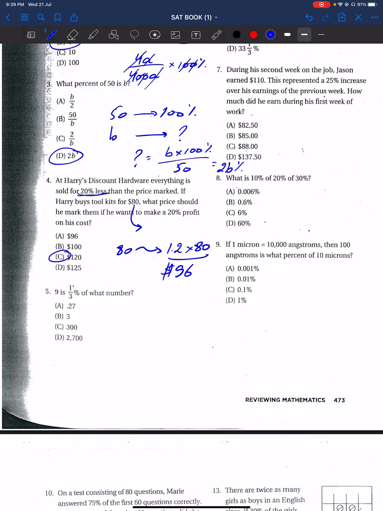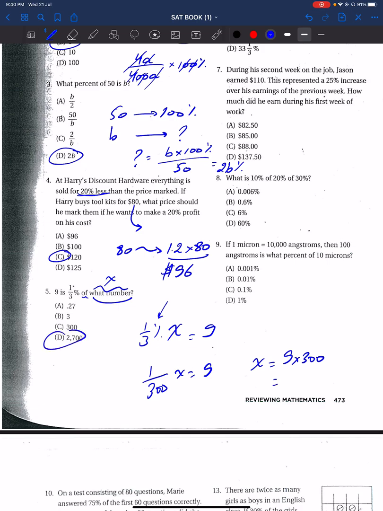Number 5, 9 is 1/3% of what number? Remember, whenever you see of, it means multiplication, so 1/3% times what number? We agreed last time that we replace it with x. So 1/3% of x should be equal to 9. Accordingly, percentage means 1 over 100. So 1 over 300 x is equal to 9. Then x should be 9 times 300, which is equal to 2,700. And your answer is D.